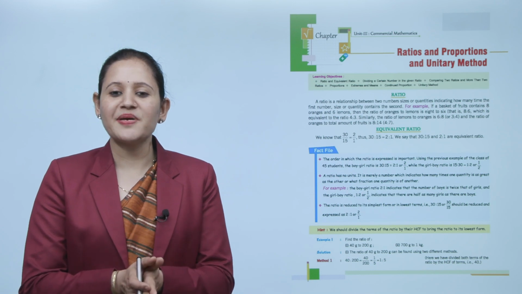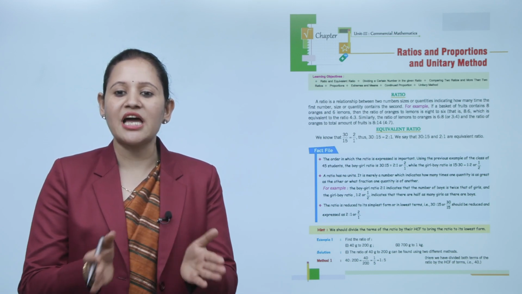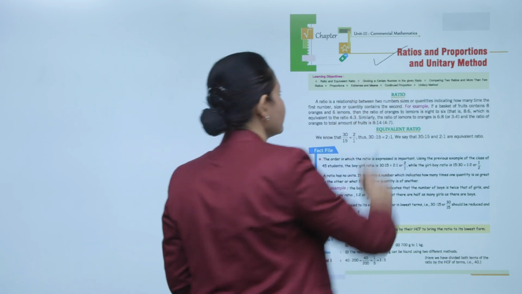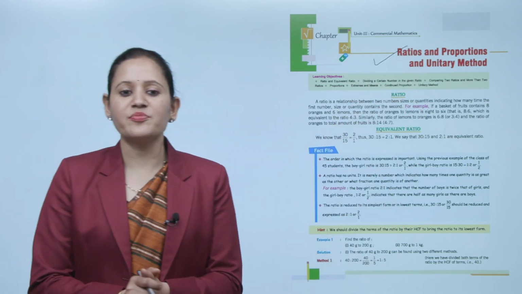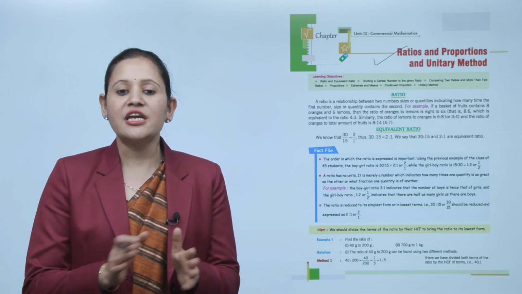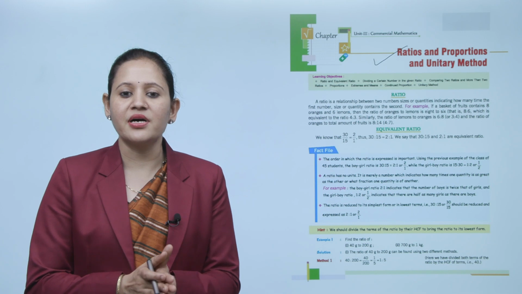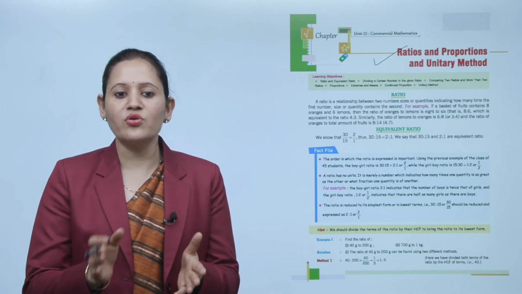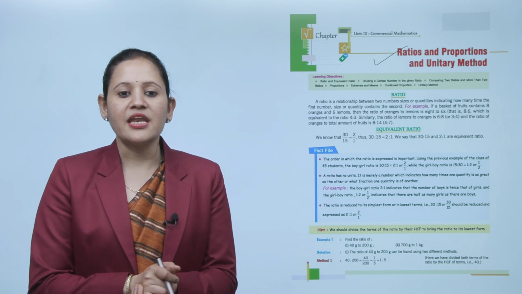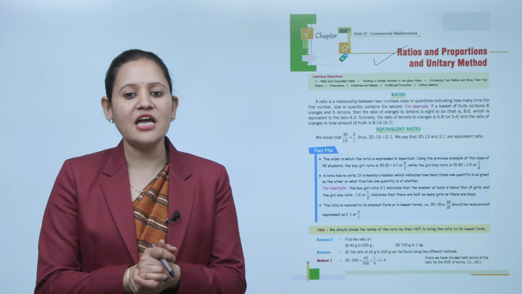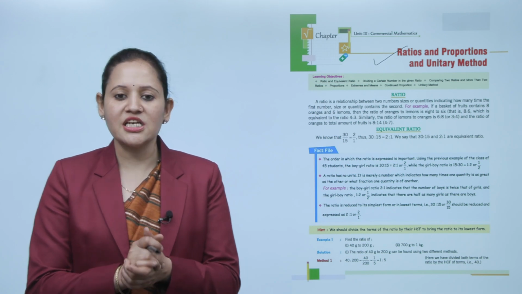Kids, welcome to today's maths class, and today we'll do ratios and proportion and unitary method. Our learning objectives are ratio and equivalent ratio, dividing a certain number in the given ratio, comparison of the ratios and more than two ratios. Next is proportion, extreme and means, continued proportion and unitary method. First is ratio.